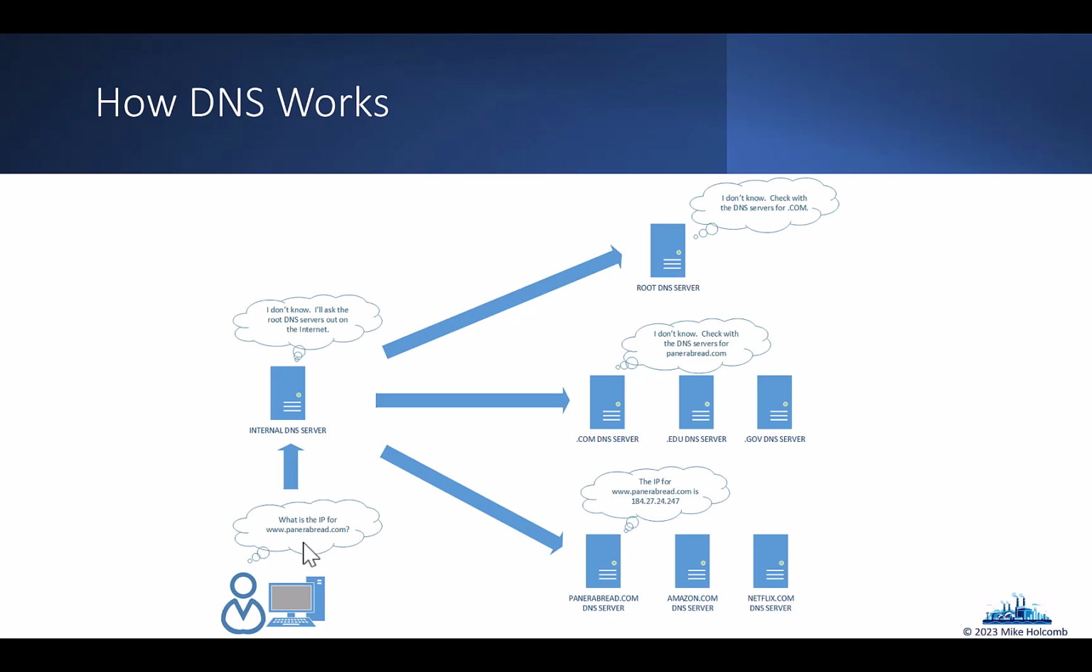So what it's going to do is check my local DNS servers, again, whether I'm at home or at the office, and say, hey, what's the IP address for www.panerabread.com? Well, it's not going to know by default. It's going to say, I don't know. But what I can do is take you out to what we call the root DNS servers on the internet. There's a handful of them scattered all over the world.